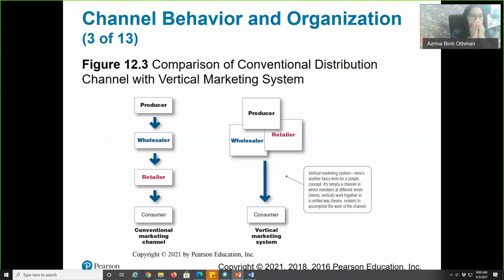Okay, this is the diagram where we talk about the conventional distribution channel with vertical marketing system.